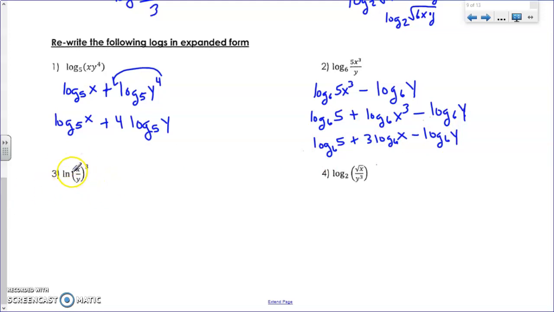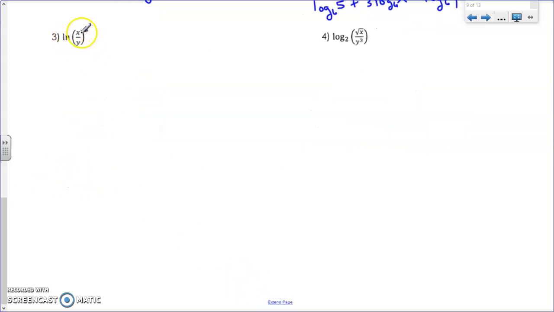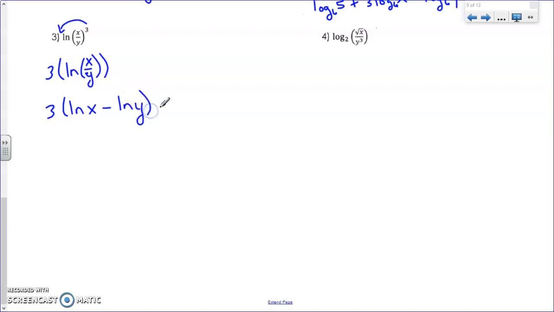Okay, so let's look at this one. We have ln of x over y, to the 3rd. So the thing that's happening last is the power. So we're going to move it first this time because we have to change that. So we're going to have 3 ln of x over y. And then we have to take care of the dividing. So that's going to give me a subtraction. And now we're done. You can leave it totally like that and you're all good to go.